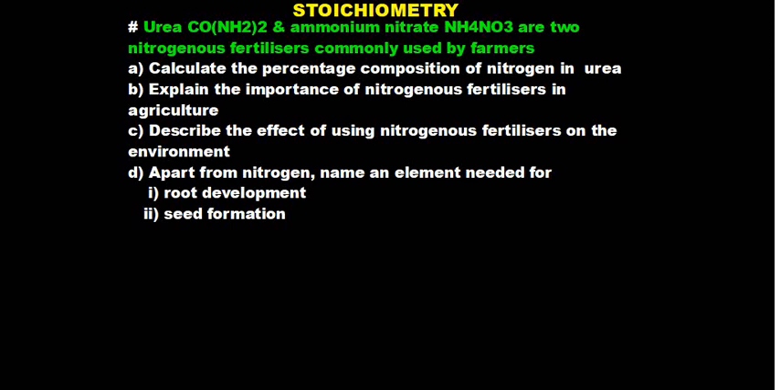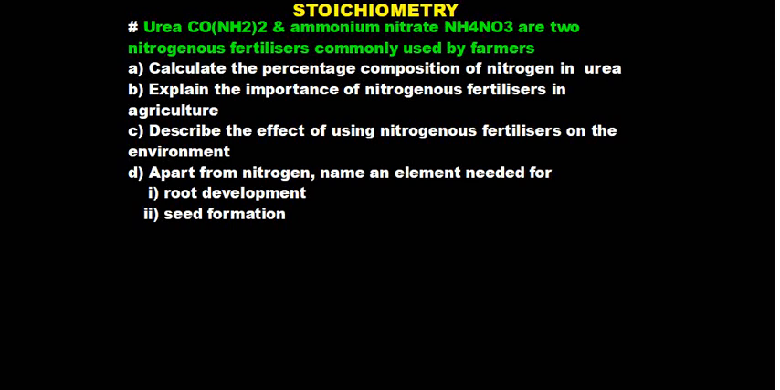Okay, so we look at a question on stoichiometry, and the question that we have reads: urea and ammonium nitrate are two nitrogenous fertilizers commonly used by farmers. From that, we need to answer questions A, B, C, as well as D. Question A says we need to calculate the percentage composition of nitrogen in urea. So we'll talk about the percentage composition of an element in a compound in this case.